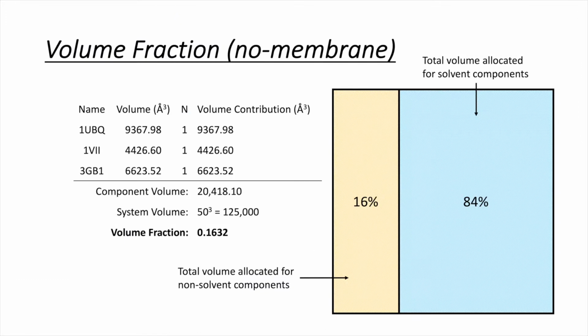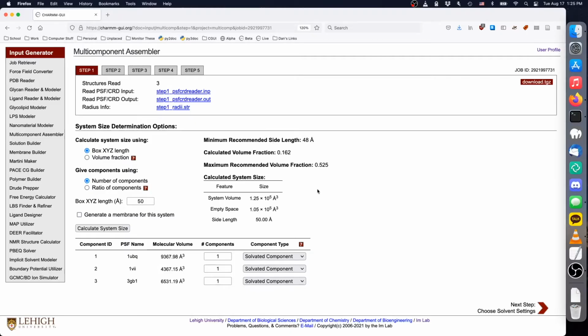Multicomponent Assembler calculates the volume fraction as the sum of component volumes divided by the total system size. The minimum recommended side length is chosen by adding the standard non-bond cutoff distance of 12 angstroms to the length of the largest component to ensure that no component interacts with its own image. The maximum recommended volume fraction is calculated by assuming that the difference between the solvent accessible volume and molecular volume accounts for all empty space in the system.